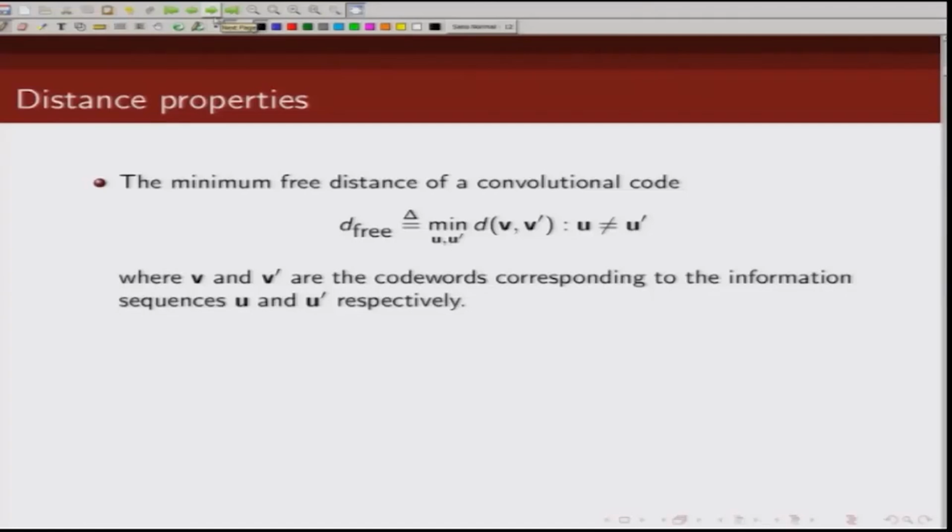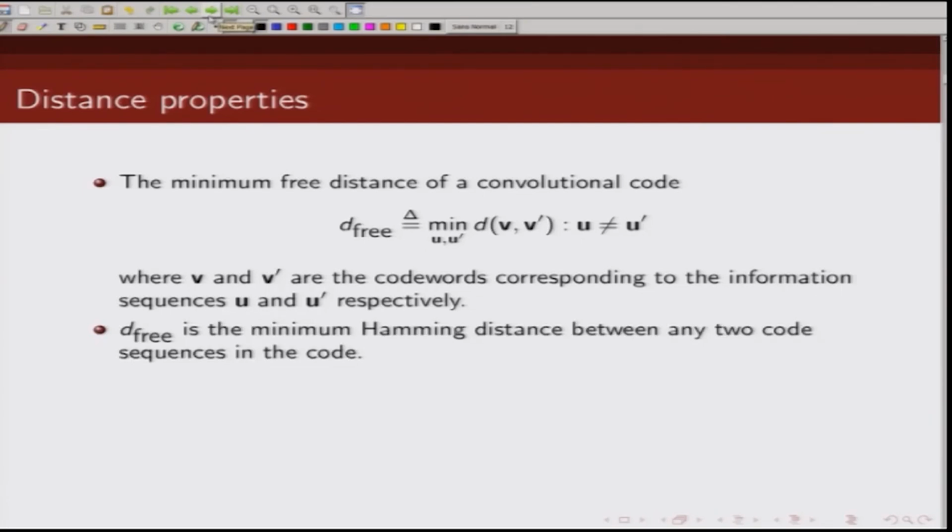Before we discuss a technique to find the weight distribution, let us define what we mean by the minimum free distance of a convolutional code. The minimum free distance of a convolutional code is defined as the minimum Hamming distance between two code words V and V hat, where V and V hat are two code words corresponding to information sequences U and U hat, where U and U hat are two different information sequences.